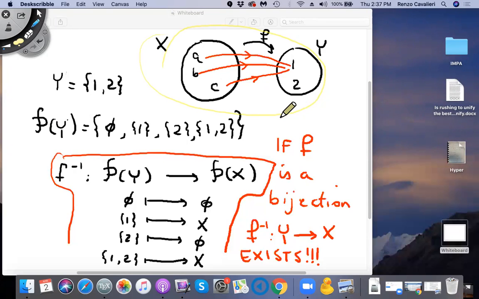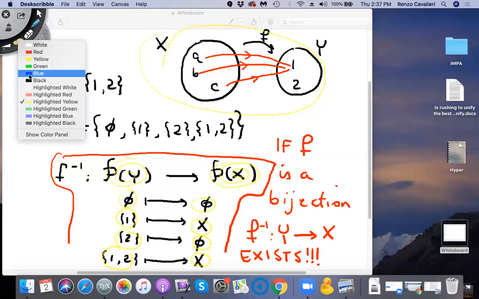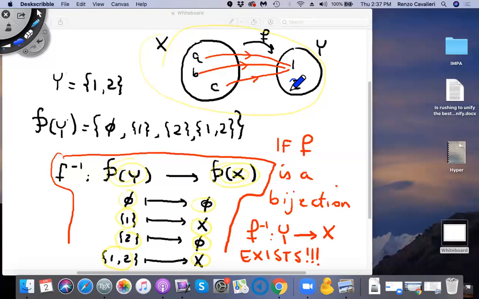But the inverse of that is not a function. So the inverse of that is not a function from y to x. It's a function from the power set of y to the power set of x, right? So if you give me as input a subset of y, then you can produce as output a subset of x.